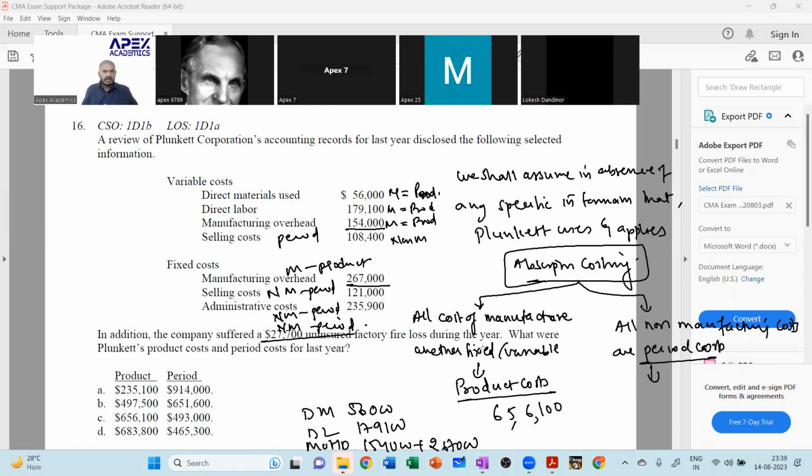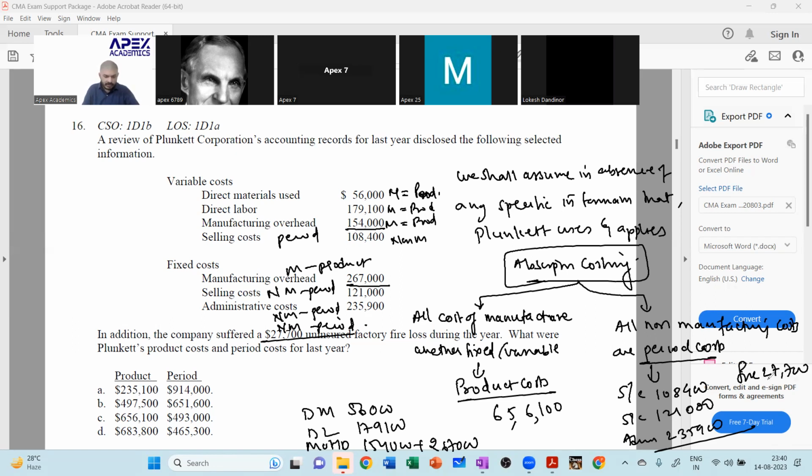Now I'm going to period. In period, what will come? Selling costs will come. They are 108,400. Then we have fixed selling costs, which are 121,000. Then we have admin costs, which are 235,900. So what is the total? 108,400 plus 121,000 plus 235,900. It is 465,300, and you have that fire also, which I forgot, which is 27,700.